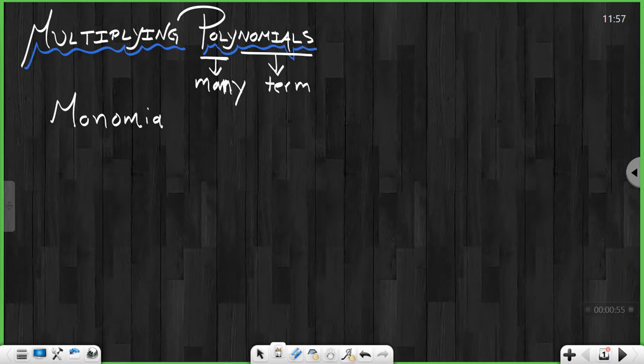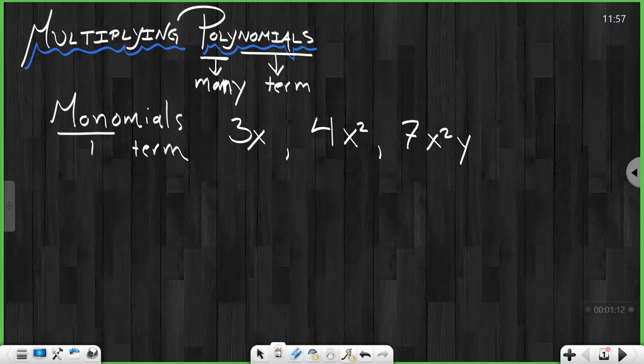monomials. Mono meaning one, so one term. An expression like 3x is a monomial. 4x squared is a monomial. 7x squared y is a monomial. It's just one term. If we go to the next one, you've got binomials.